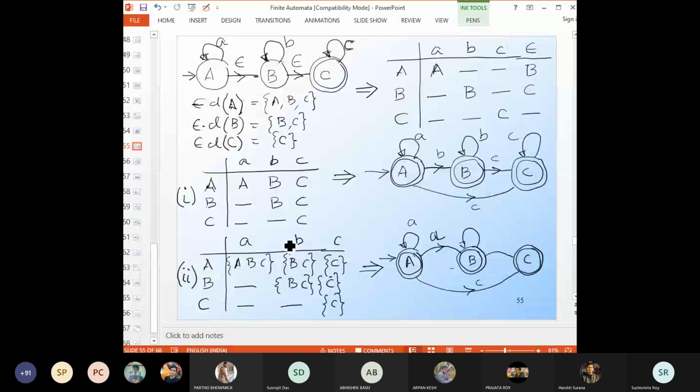Then from A on B, you go to B. So this is another transition on B, and you also go to C.